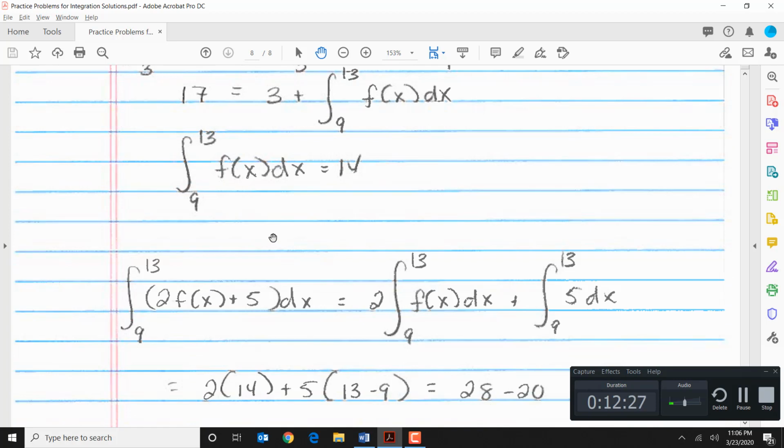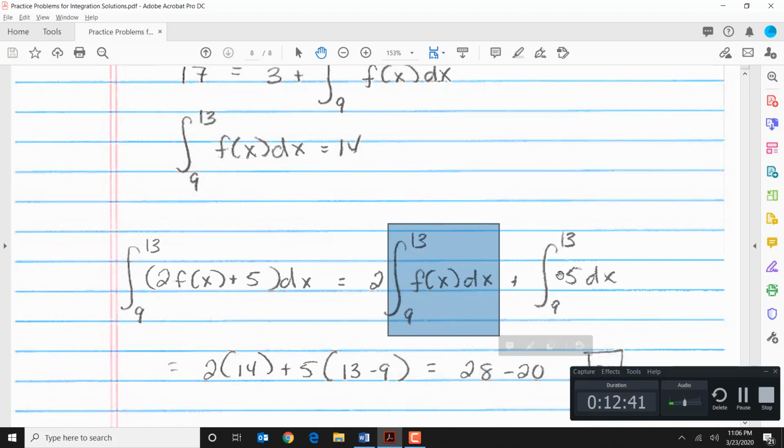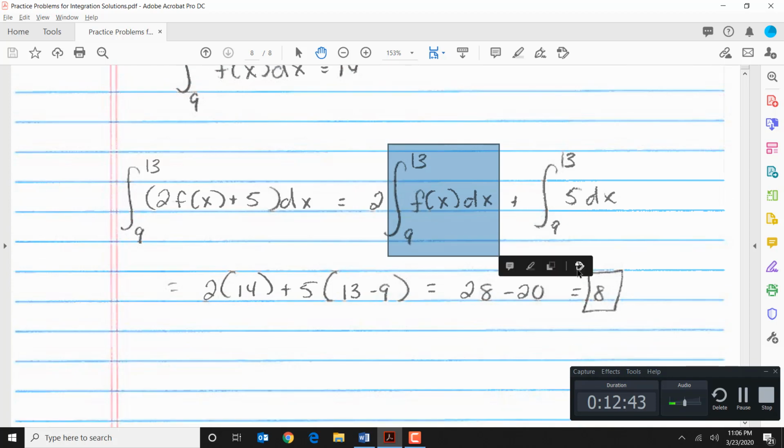So now playing with my integration laws from 9 to 13 of 2 f of x dx, I can add these two together and pull the 2 out. This whole thing right here, I know is 14. This uses that rectangle rule, and I can get a final answer of 8. And that is how I solve these integration problems.